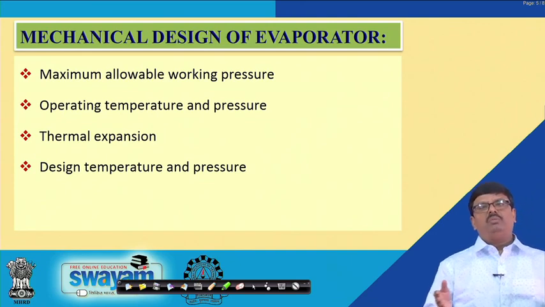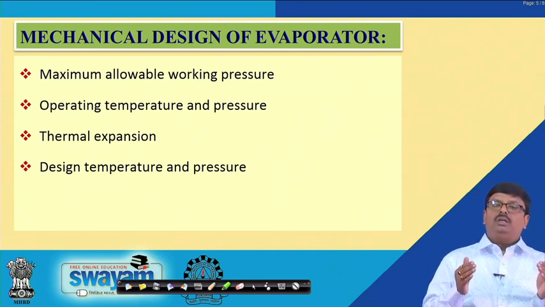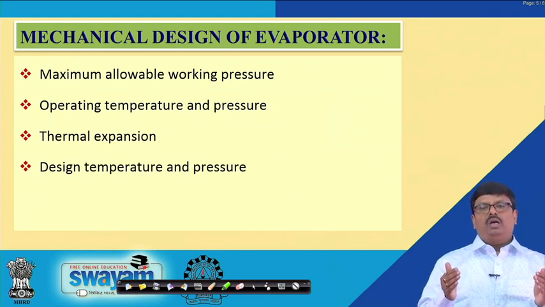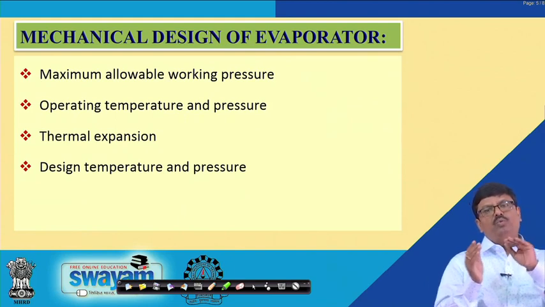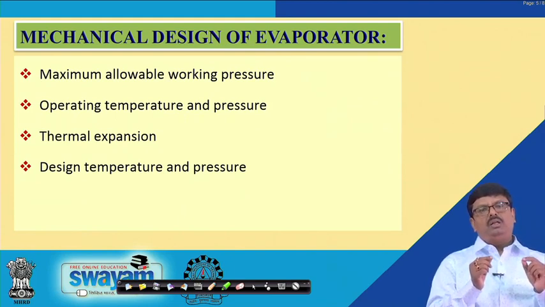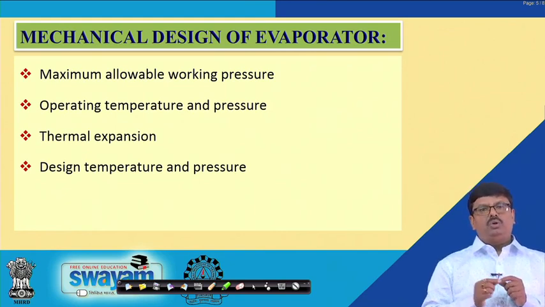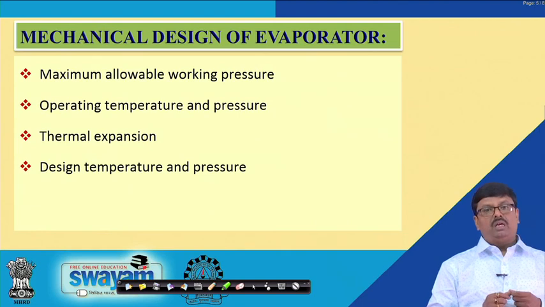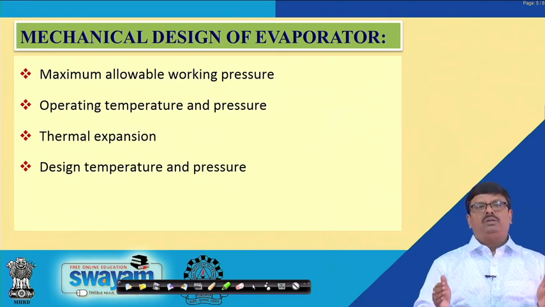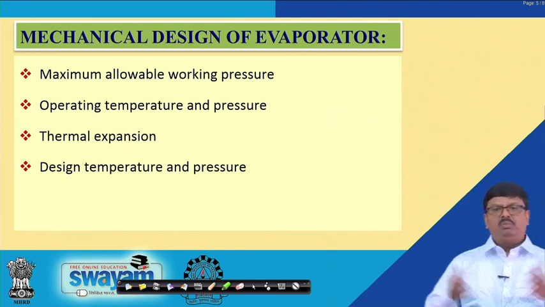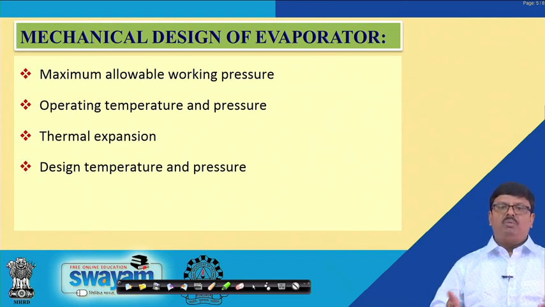The maximum allowable working pressure is the pressure at which the evaporator can be allowed to work, and the evaporator is to be designed in such a way that it can withstand this much pressure, that means the pressure that can be tolerated by the evaporator. So, this pressure is to be calculated, and this is the maximum allowable working pressure at which the evaporator can function. The second is the operating temperature and pressure, that means the temperature and pressure at which the evaporation process can be operated. Thermal expansion is also an important factor, and then the design temperature and pressure, which is a little different from the operating temperature and pressure.